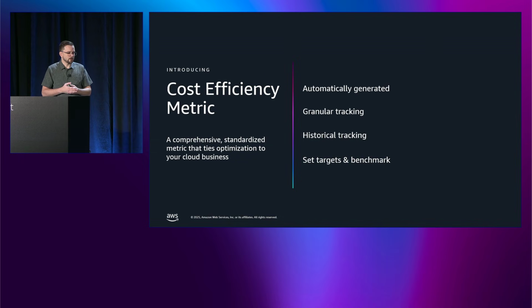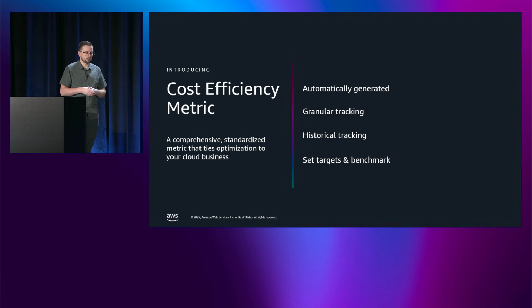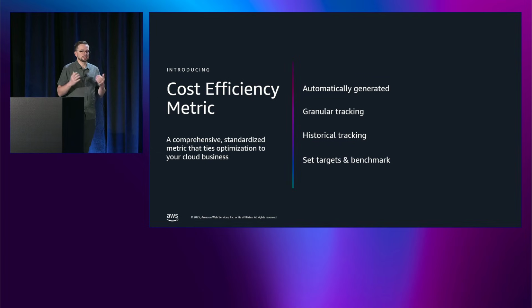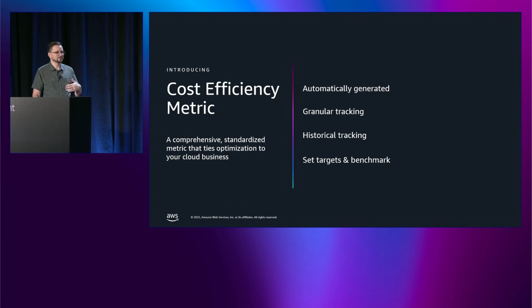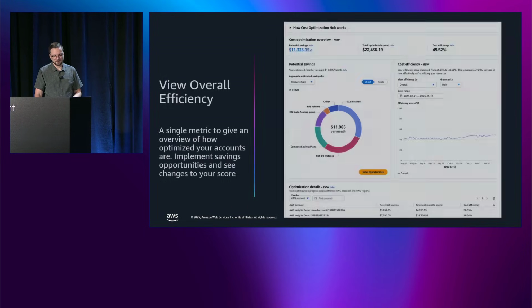So we created the cost efficiency metric in the Cost Optimization Hub product. This is available today for you. We launched it about a week and a half ago. And this metric is automatically generated and populated with 90 days of daily historical granularity in Cost Optimization Hub. This will allow you to set targets and benchmark your cost efficiency over time, and ideally save more money by helping convince leadership that efficiency is a very important investment for your organization.